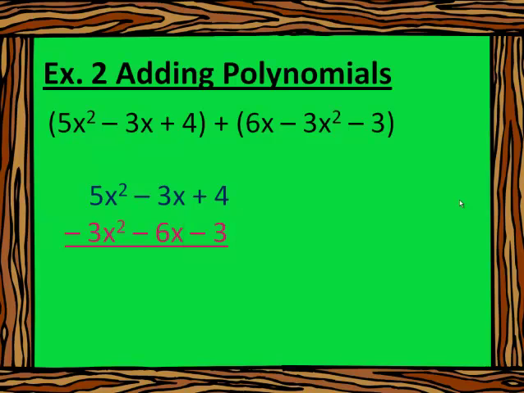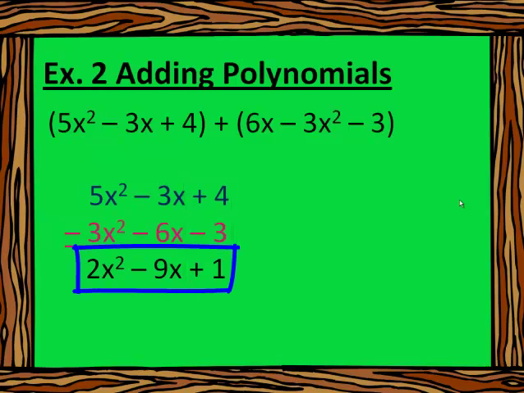My next step is to combine my terms. I combine 5x squared minus 3x squared, and it gives me 2x squared. Then when I combine negative 3x plus 6x, it gives me 3x, and 4 minus 3 gives me 1. So my answer is 2x squared plus 3x plus 1.